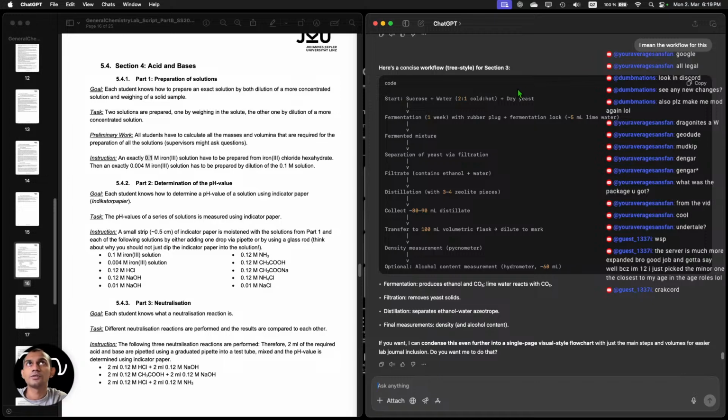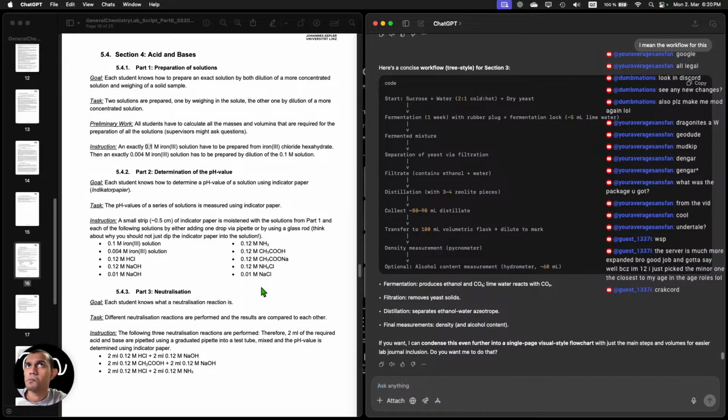Start: sucrose plus water, cold, dry yeast, fermentation 1 week with rubber plug. Fermented mixture, separation of yeast via filtration. Filtrate containing ethanol plus water. Distillation with 3 to 4 zeolites. Collect 80 to 90 milliliters of distillate. Transfer to 100 milliliter volumetric flask. Which part? The 80 to 90 milliliter distillate to the volumetric flask? The density measurement, that's involved in section 1 too, right?